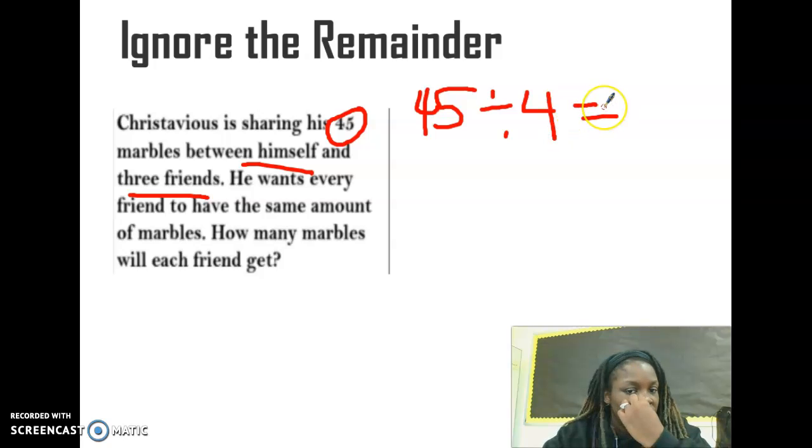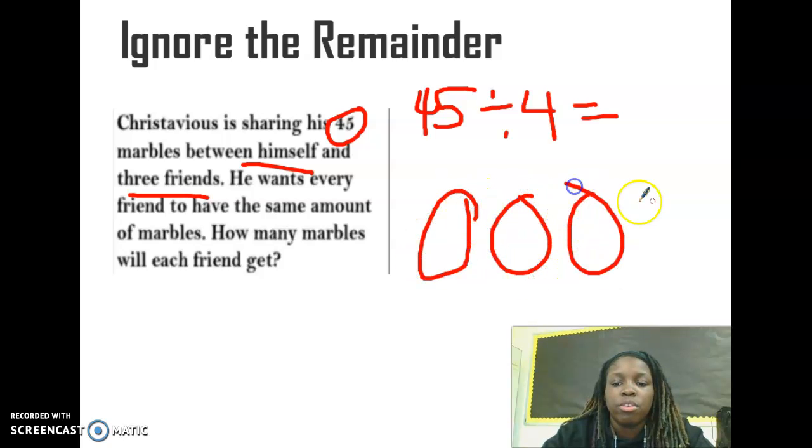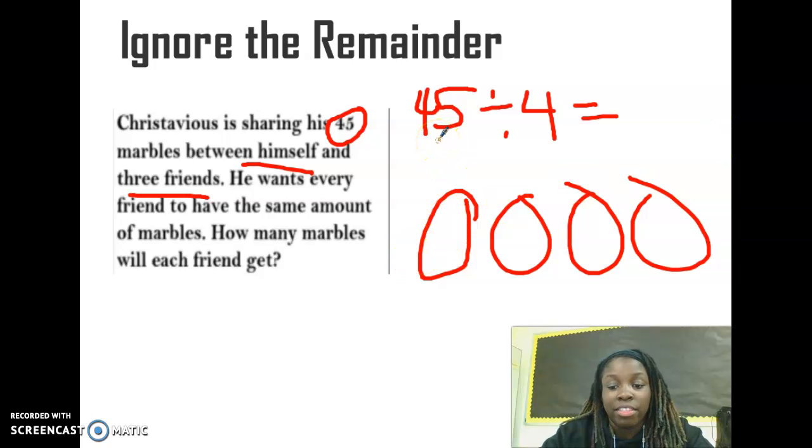And we know that every friend has the same amount of marbles, right? So there's 4 people, 1, 2, 3, 4. So I know that we're trying to get to 45, right? This is another way you can divide. So you can already have your groups and figure out how many goes in each group, right?